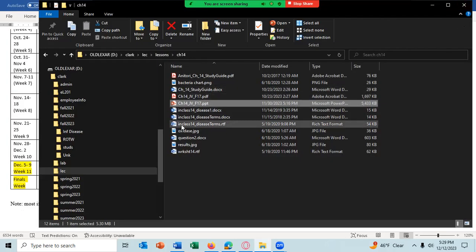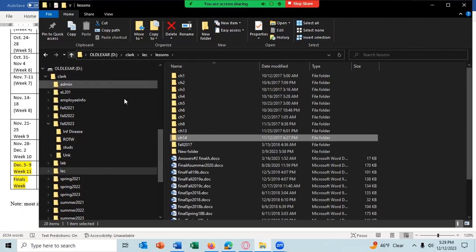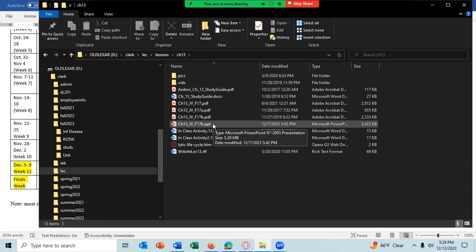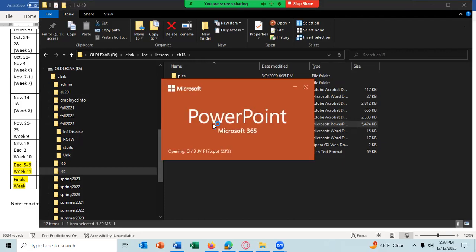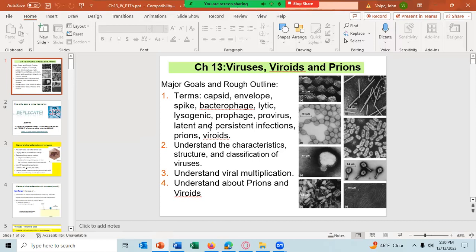Chapter 13: viruses, viroids, and prions. You should know the terms of this chapter, understand the characteristics of viruses, the structure of viruses, and the classification of viruses. And know that there are no Latin names for viruses. We simply use common English names like poliovirus. That's actually the scientific name for the virus.